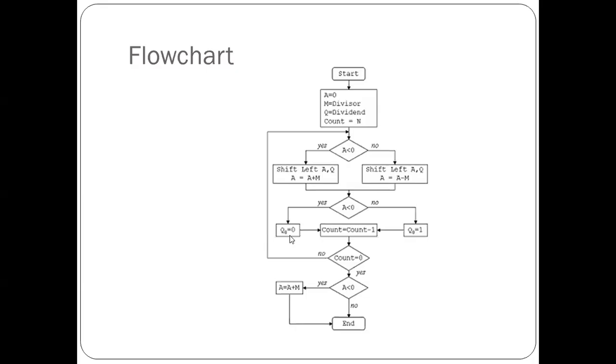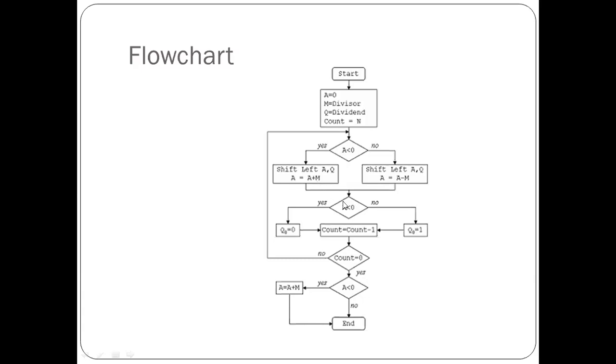After the shift you can perform the division, right? If the most significant bit of A is 1, it means A is less than 0, and then Qn is 0. If the most significant bit of A is 0, then you have to go by shift left and then add, because the previous subtraction should not have happened.